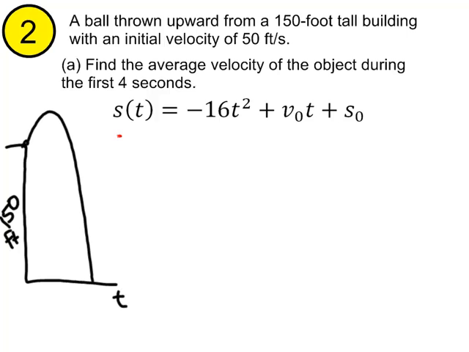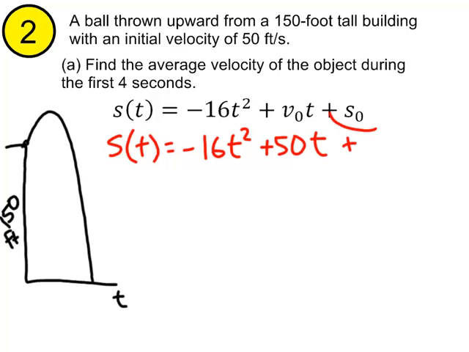If you recall from earlier work, this would be negative 16t squared, and the v subscript 0 is the initial velocity, the velocity at time 0, which we said is positive 50. Positive because it's being thrown upward. If it were being thrown downward from the building, then we'd use negative 50, right? But this is positive 50t plus the initial height, the height of the building where this ball started out when the stopwatch read 0. So plus 150. Okay?